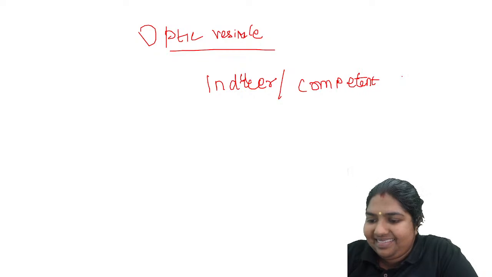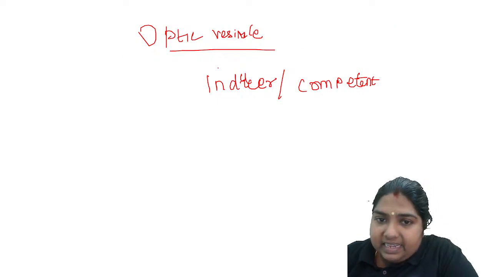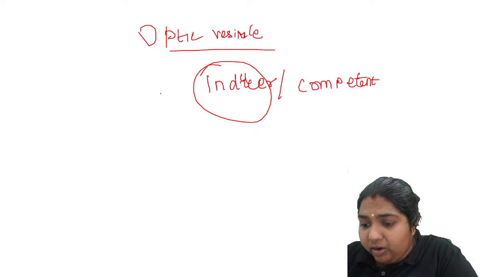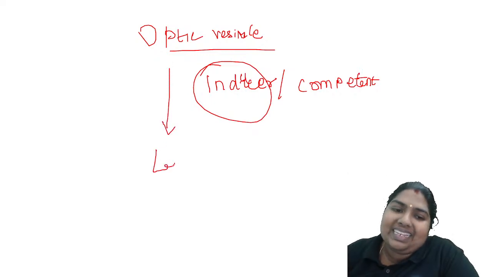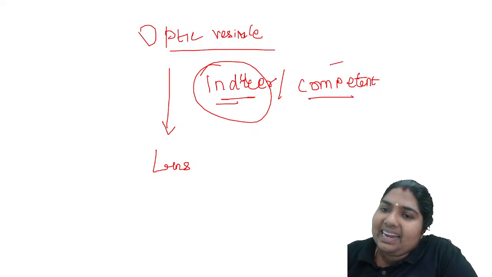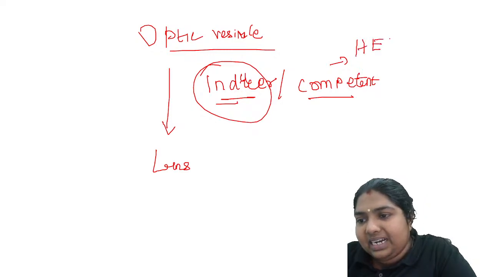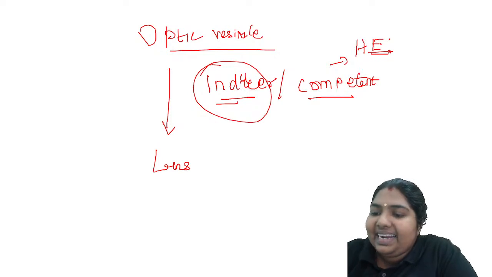Yes, everybody. Clear or not? It is an inducer. This optic vesicle is only going to induce your lens, so it is called an inducer. Right. And what is the competent cell? It is the head ectoderm. The head ectoderm alone is what is called the competent cell.